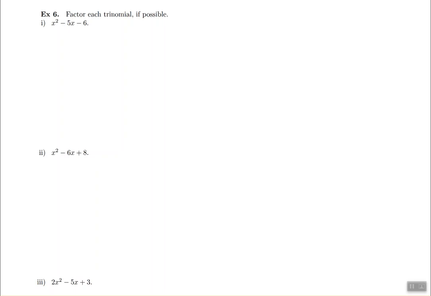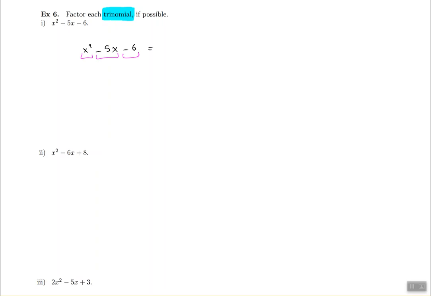Next up, we're going to review how to factor trinomials. So what is a trinomial, first of all? A trinomial is a special kind of polynomial that has three terms. In this case, we are starting with x squared minus 5x minus 6, which is an example of a trinomial. We have 1, 2, and 3 terms.